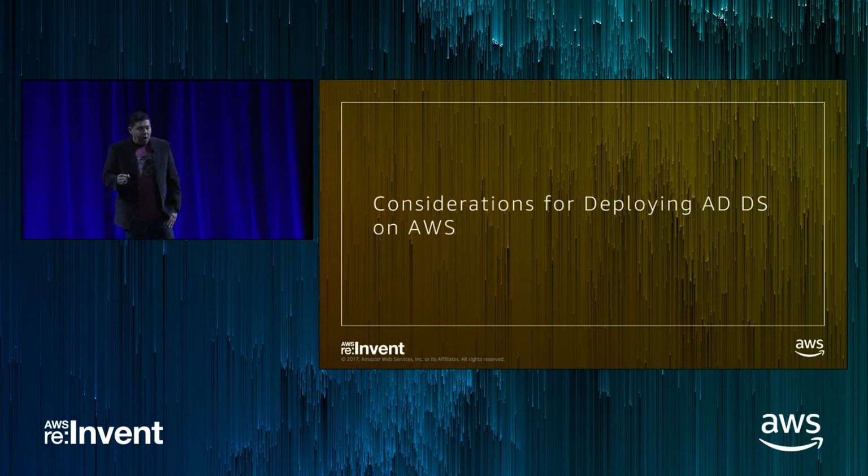So now that we've talked about why customers are choosing AWS or deploying AD DS on AWS, let's talk about some of the considerations for deploying AD DS on AWS. Now, the fundamental requirements for deploying Windows Server Active Directory on EC2 or virtual machines really differ very little from deploying it in your own on-premises data center.